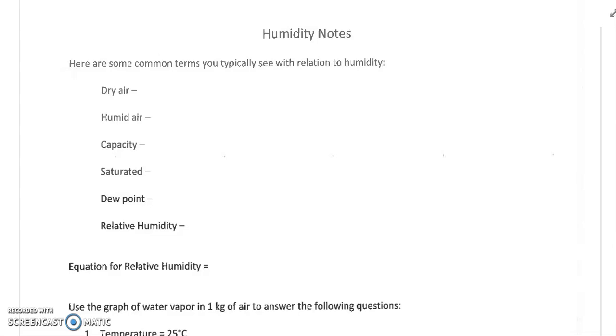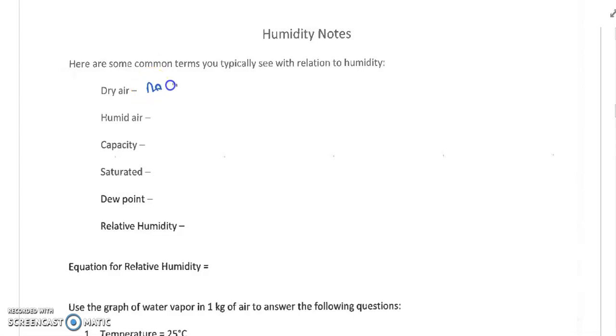Now, the first thing you'll see at the top of your page here is a list of vocabulary terms that we want to go through, and we're going to use these in some of our explanations and problem solving. So when we start talking about humidity, we're typically talking about the amount of water that air can hold. So the first thing is dry air, which is when there's no water present in the air.